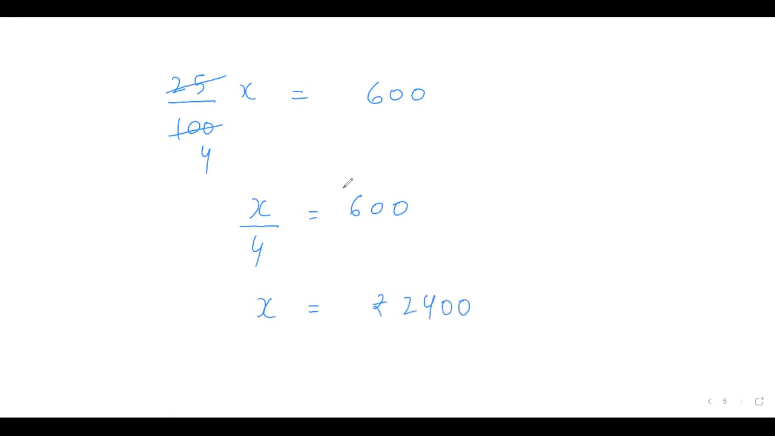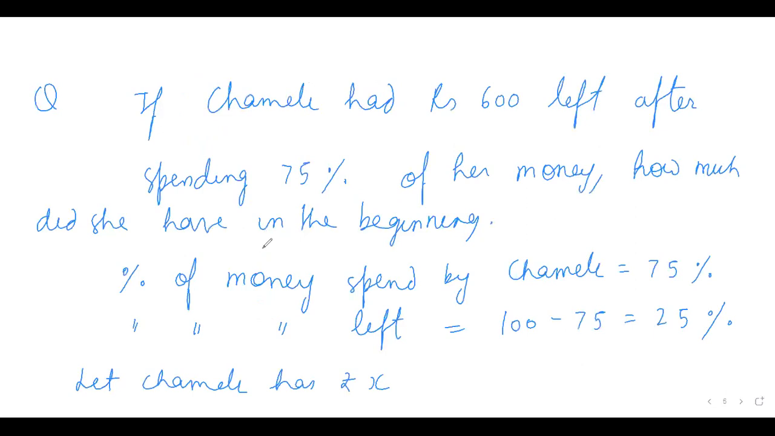So I think you have taken 75x upon 100 is equal to 600. Is it? The question is that she has spent 75% of the money and she is left with 600 rupees. So whatever she has spent, what is left over? That is 25%. So that 25% you have to equate with 600.